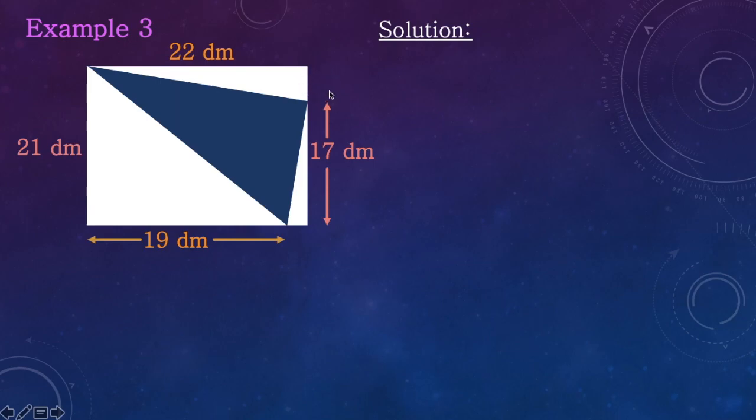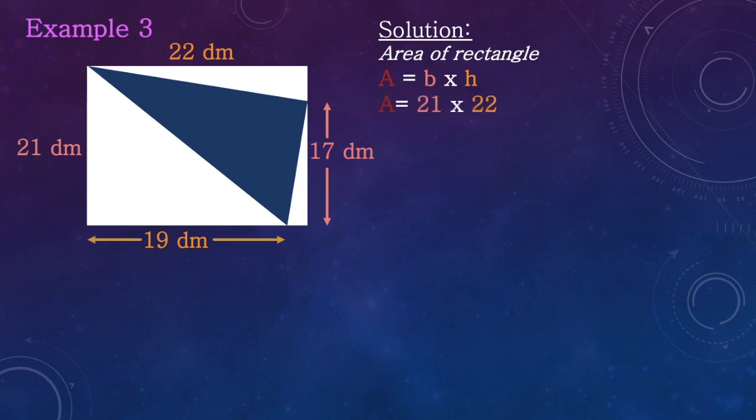But first, let's start with our first step, calculating the area of the rectangle. So we always start with our larger shape. Again, we put in our equation, we plug in our numbers, and we get an area of 462 decimeters squared.